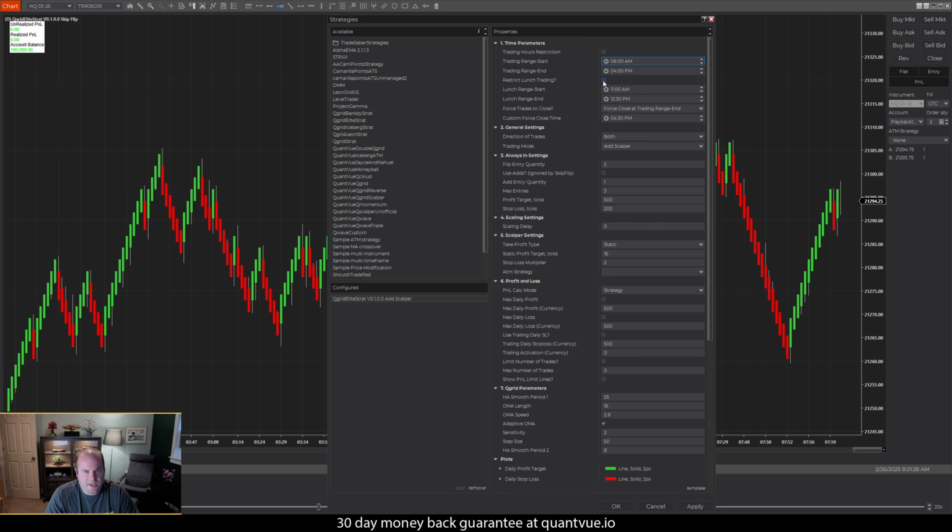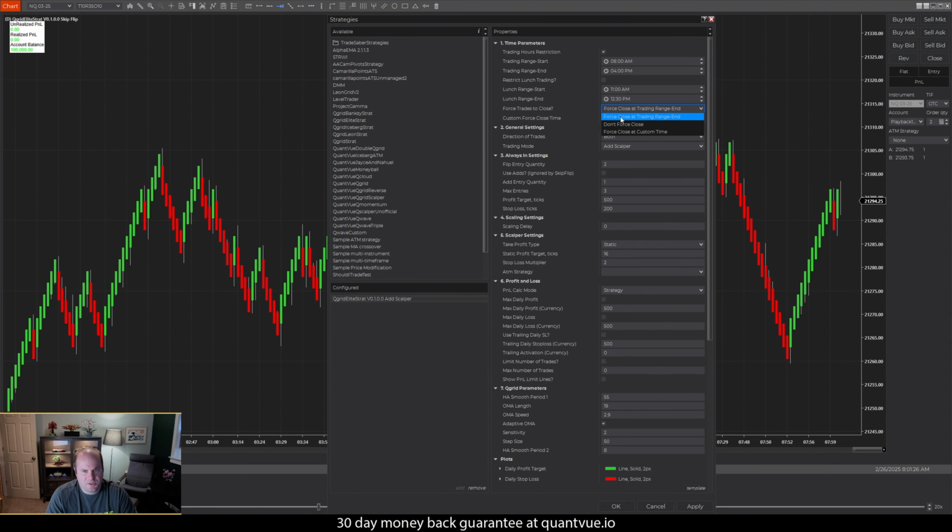Restrict lunch trading, turn that on, and it will not trade in between these two numbers. So if we have an 8 a.m. to 4 p.m. and we wanted to restrict the time for lunch whenever everyone is out for lunch and not trading, the volume's kind of lower, we could check this box and it would stop trading at 11 a.m. and it would start trading again at 12:30 p.m.